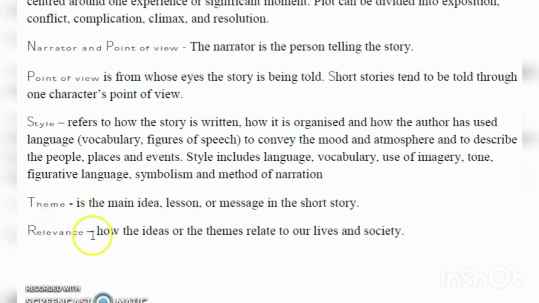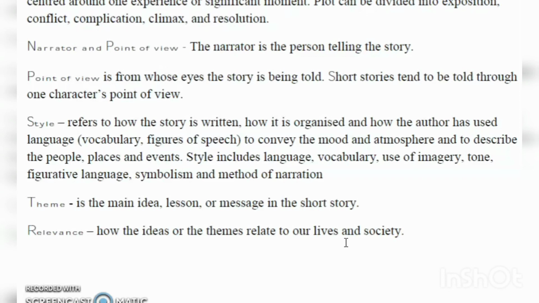Now, the relevance. Relevance is how the ideas or the themes relate to our lives and society. So, for instance, in preliminary inspection, you talk about relationships. There's a trusting relationship between a child and a parent, between Savitri and her parent, and you also have a loving relationship between Savitri and Gopal. So, how does that relate to you? Are you to be more open? Everything is up to your own interpretation.